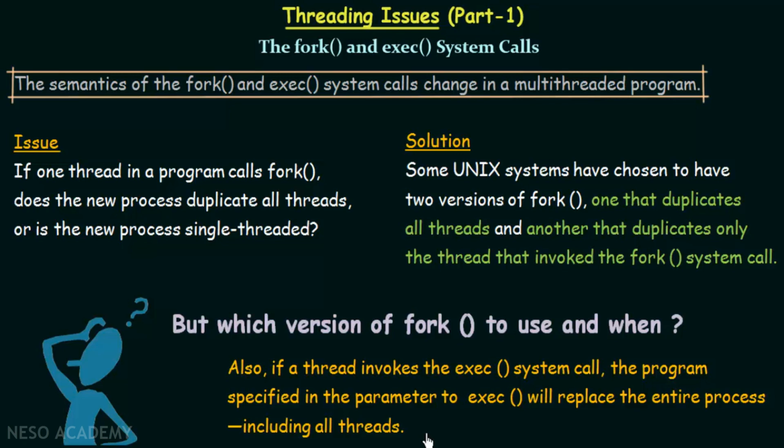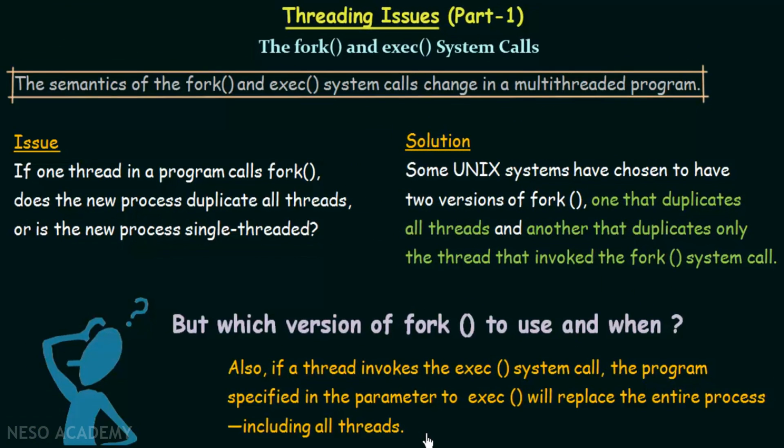The entire process will be replaced, including all the threads. So there is no exception to that. Whenever an exec system call is invoked, even by just a single thread among many threads in a process, then the entire process, including all the threads, is going to be replaced by the new process that is mentioned in the parameter of the exec system call.